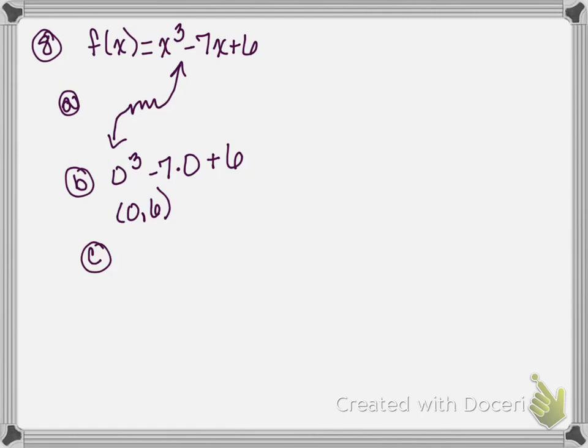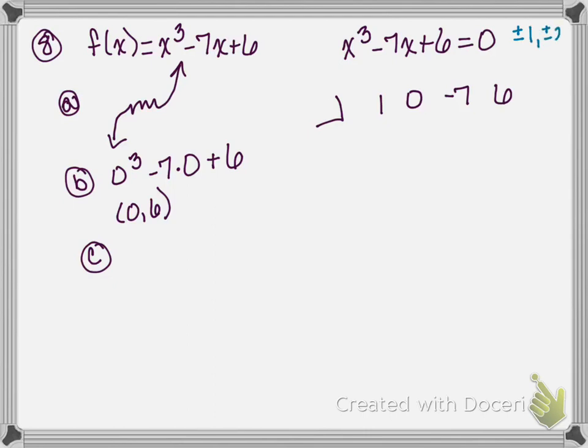Okay. Now, part C says identify the solutions to the function. You do set the equation equal to 0. So I'm going to have x to the third minus 7x plus 6 equals 0. When I set this up using synthetic division, I have to be sure I include my 0 right there, because I don't have an x squared. Now, what numbers am I looking for? What numbers can I stick in there? Plus or minus 1, plus or minus 2, plus or minus 3, and plus or minus 6.